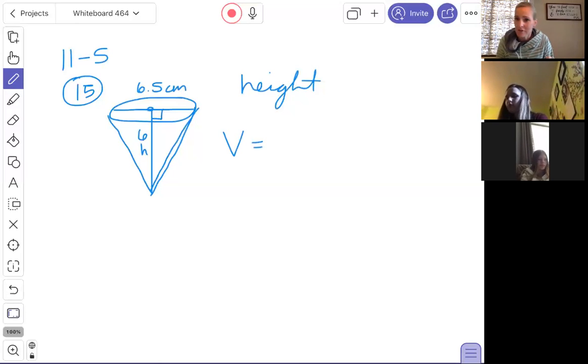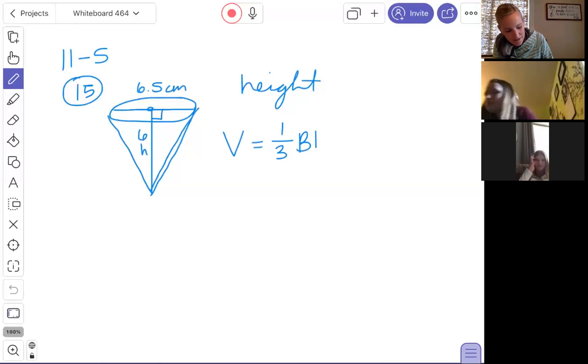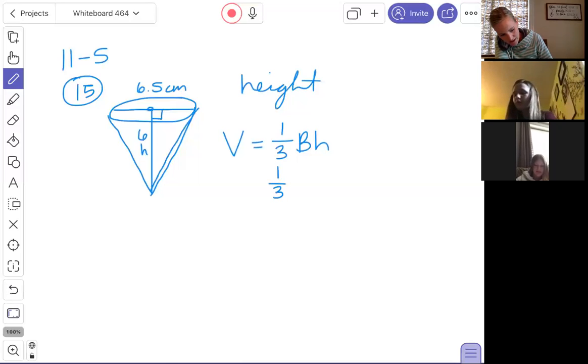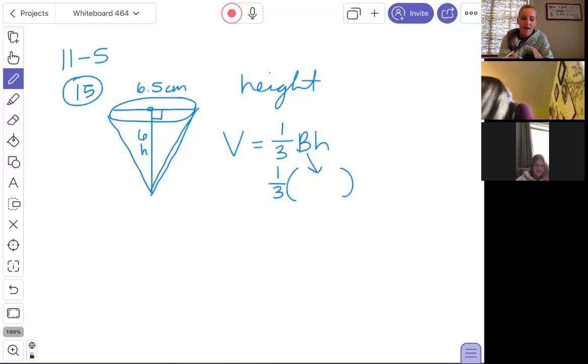Do you remember the formula for that? You don't have to remember it. It's 1/3 BH, but you'll have that in front of you while you take the test. So just keep that in mind. You don't have to have these memorized. So if we're doing 1/3 BH, we're doing 1/3 times the area of the base, the capital B, which is going to go here.